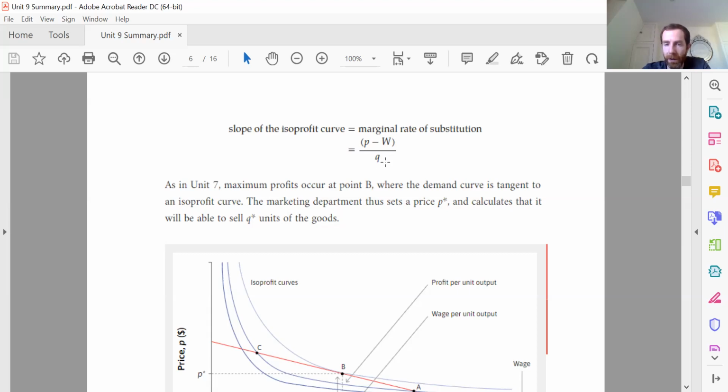Now, when this derivation was done in Unit 7, I believe, it was price minus marginal cost over the quantity. Okay, I won't go through the derivation here. You can find that in the textbook in Unit 7. But why are we replacing marginal cost with W? Well, that I'll go through in a minute or two.